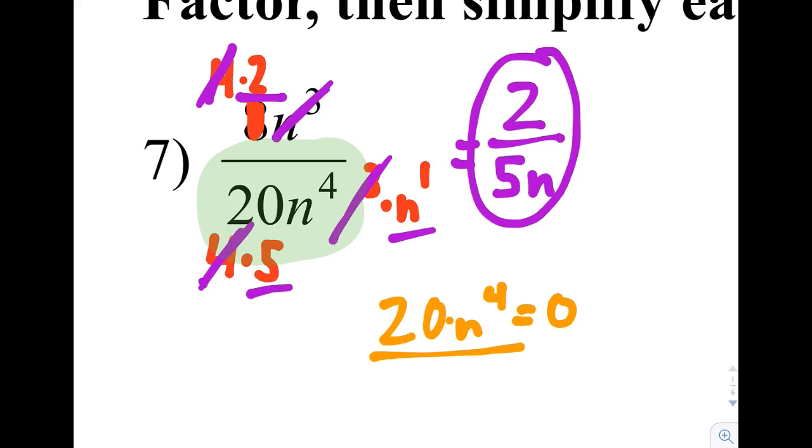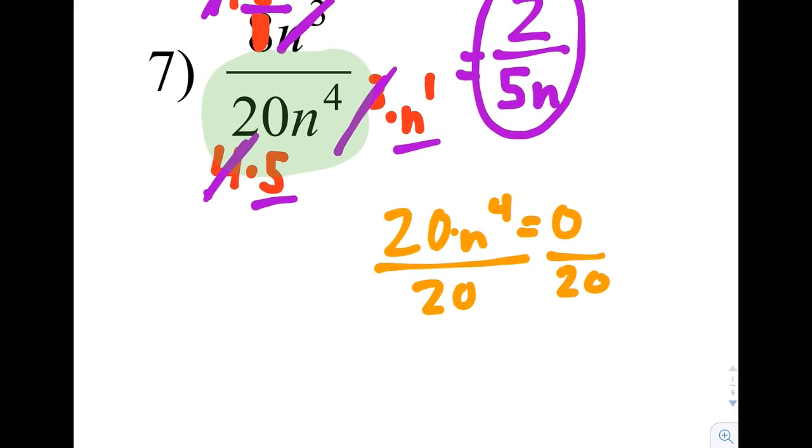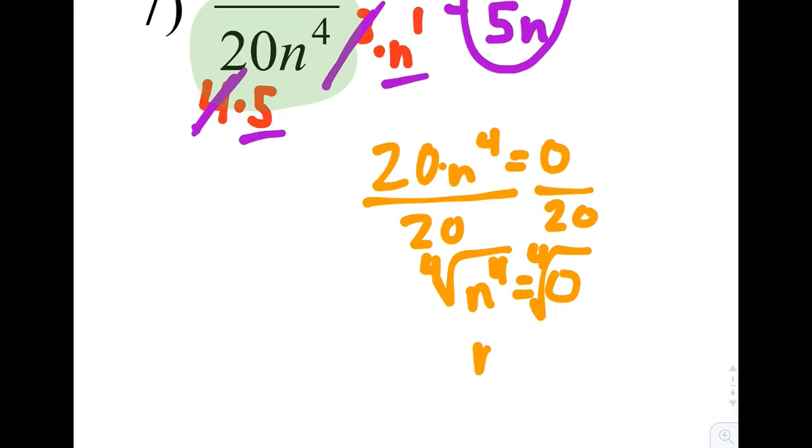So if we have 20 times n to the fourth, we divide by 20. Now, since we have 0 over here, 0 divided by 20 is 0, so we get n to the fourth equals 0. And it turns out that if we want to undo a power, we take that root. So if we want to undo a square, we take the square root. If we want to undo the fourth power, we take a fourth root. But what's cool about 0 is that any whole number root of 0 is going to be 0. So n is equal to 0.